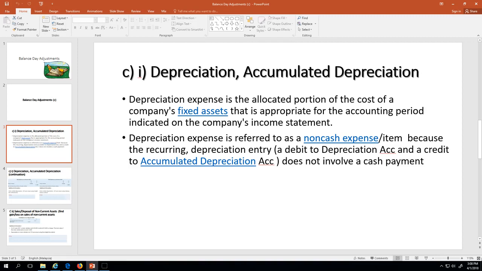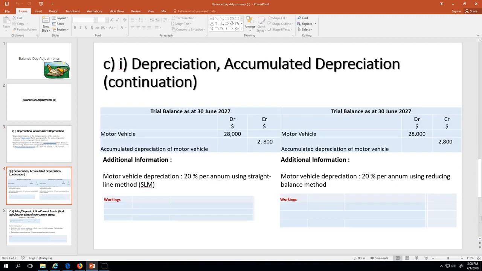Okay, so let's look at an example of how we do balance day adjustment and how we adjust our trial balance. There are two scenarios here. Scenario number 1, trial balance: motor vehicle 28,000, accumulated depreciation 2,008. Additional information says motor vehicle depreciation is 20% using the straight line method.